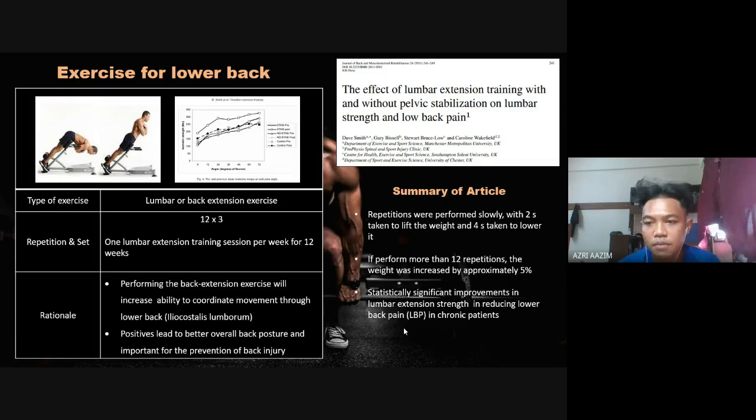For the summary of this article, the repetitions are performed slowly, with 2 seconds taken to lift the weight and 4 seconds taken to lower it. Second, if the participant performs more than 12 repetitions, the weight or intensity is increased by approximately 5% of the weight load. Lastly, there were statistically significant improvements in lumbar extension strength and reductions in lower back pain in chronic patients. Next.